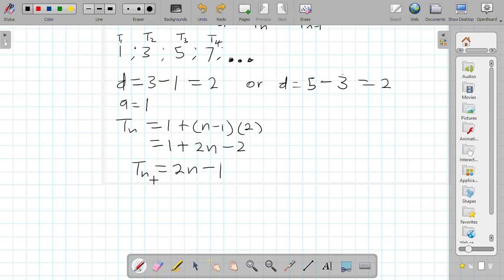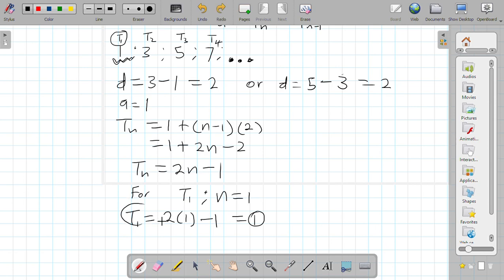To verify this, you can substitute different values for n. For instance, for term number 1, T1, n is equal to 1. If you substitute 1 into that equation, you have T1 equals 2 into 1 minus 1. 2 times 1 is 2, and 2 minus 1 is equal to 1. This is equal to term 1 there. Can you see that? So far it checks out for term number 1.